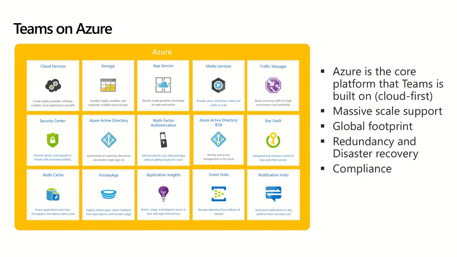Remember from the architecture slide at the beginning that Microsoft Azure was at the bottom in this yellow box. So I'm not going to go through all of the boxes inside this orange box, but suffice to say we make use of a lot of Microsoft Azure, and we could not have built Teams without it. Azure is the core platform that we're built on from the server standpoint. It supports massive scale. It gives us a global footprint. It gives us redundancy and disaster recovery. And it gives us a lot of our compliance story for Microsoft Teams.